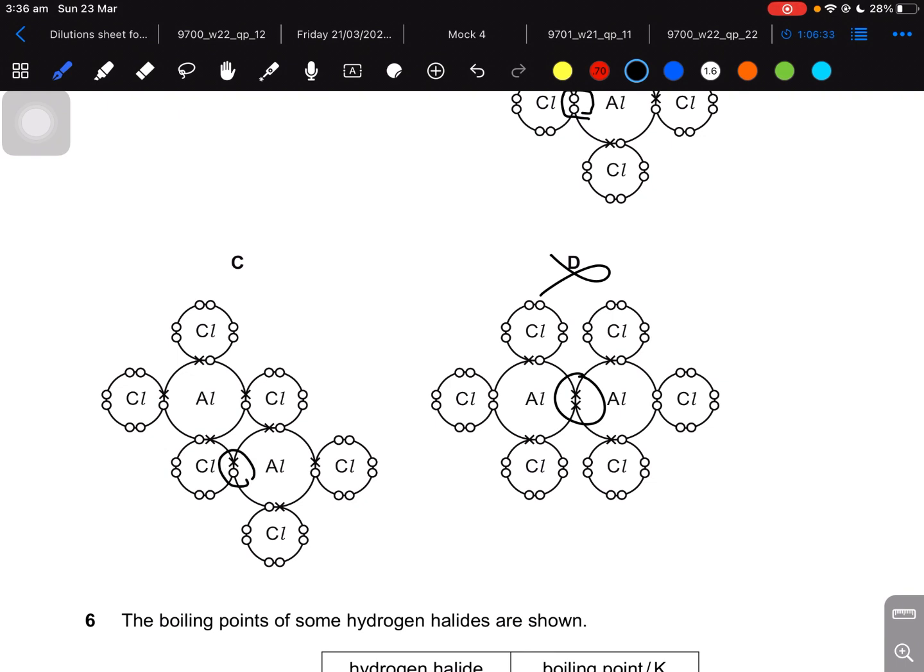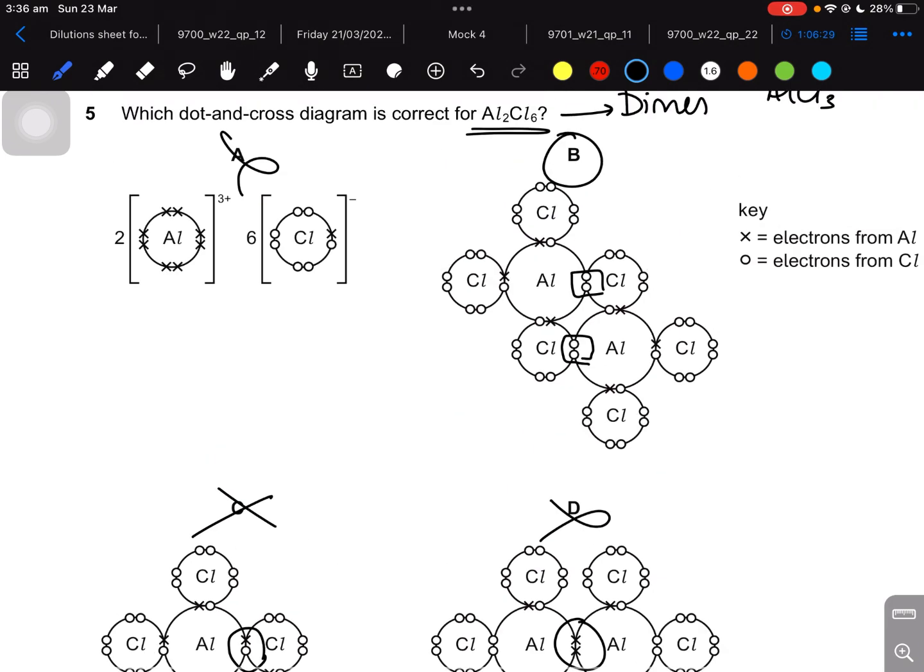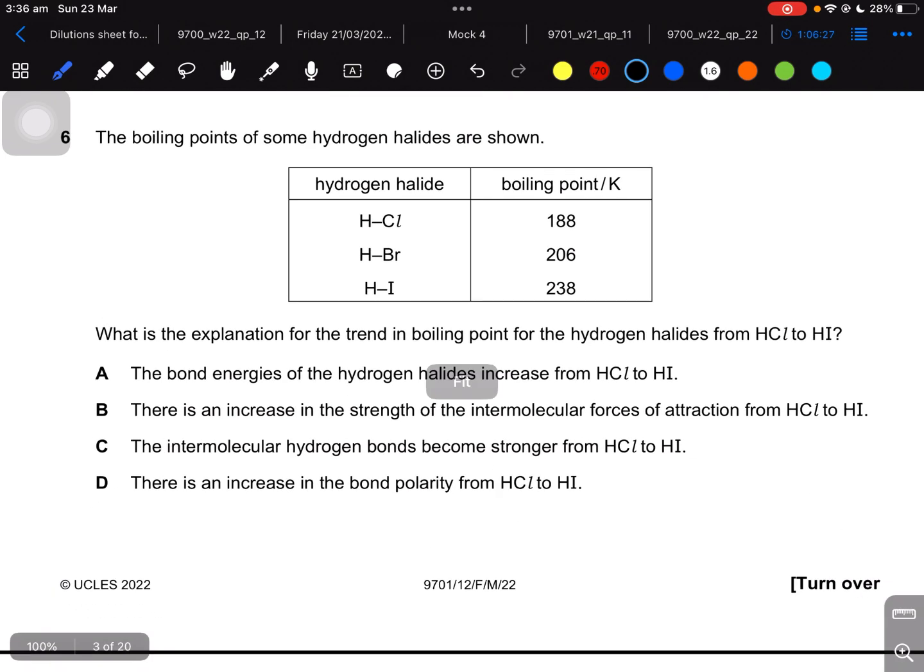This isn't a dative bond. This is a normal covalent bond, so that's wrong. Now we're just left with B, and B is the answer.